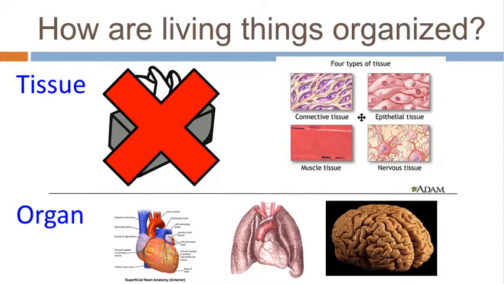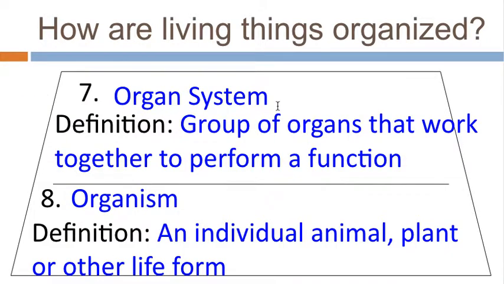Now, when we take these tissues and we put those together, then we make different types of organs. Some organs include your heart, your lungs, your brain. Those are all different types of organs made by different types of tissues, made by different types of cells, formed by organelles, going all the way back to atoms. So we're building our way up. After we have organs, we put those organs together and we make organ systems. An organ system is a group of organs that work together to perform a function.